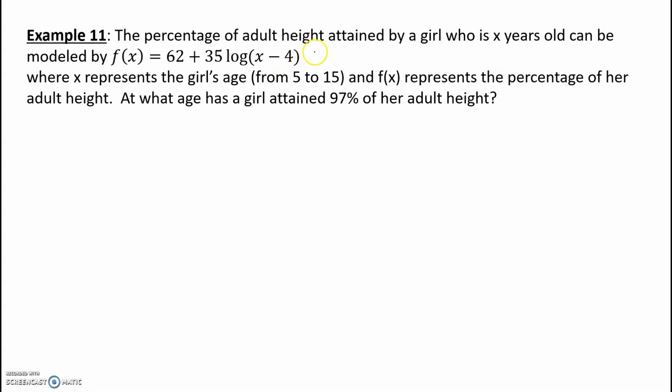This is talking about height. We actually did one very similar to this before. I think we were talking about boys' height though. But again, this time they gave me the percentage. They gave me f of x was 97%. And they want me to find at what age they reached that 97%. So we got 35 log, we don't know x.